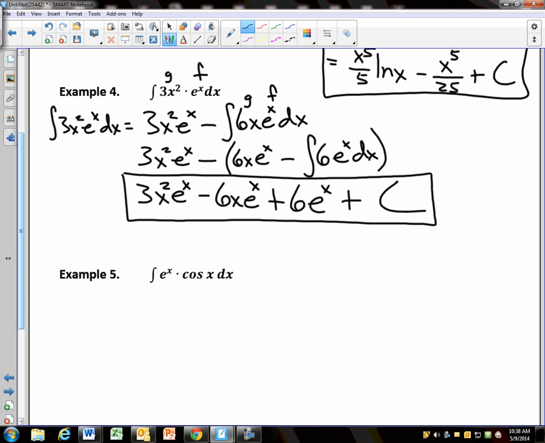Would I dock points if you put minus? No! If you put minus C, I'd be so proud. Because you understand that the constant, doesn't matter if it's positive or negative, the derivative is 0.